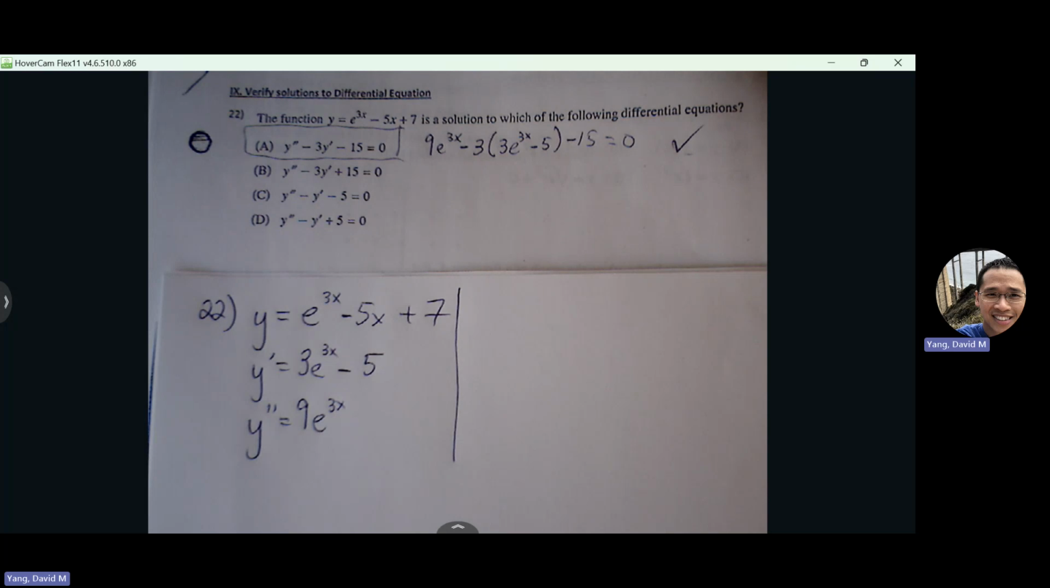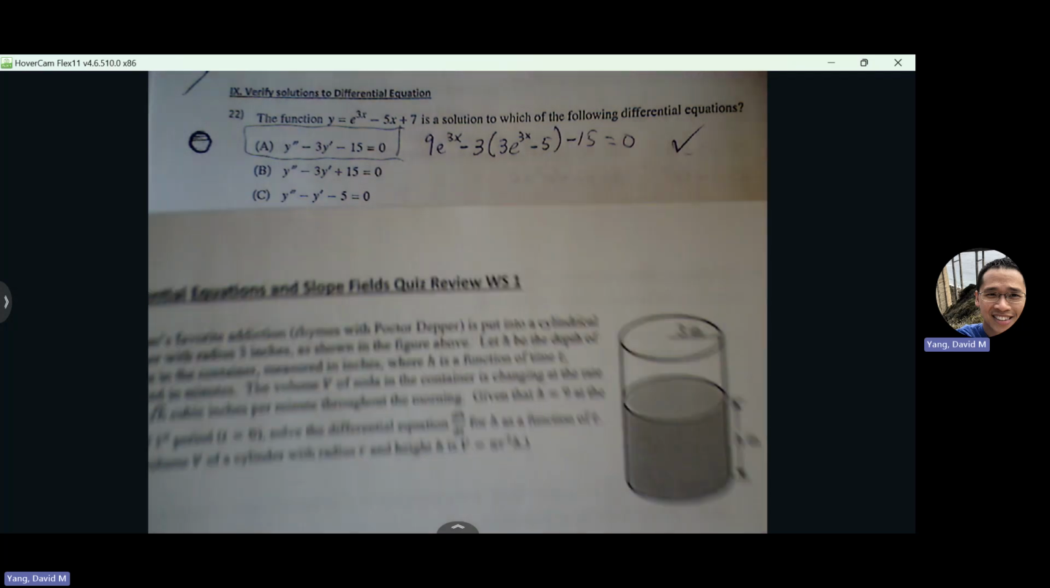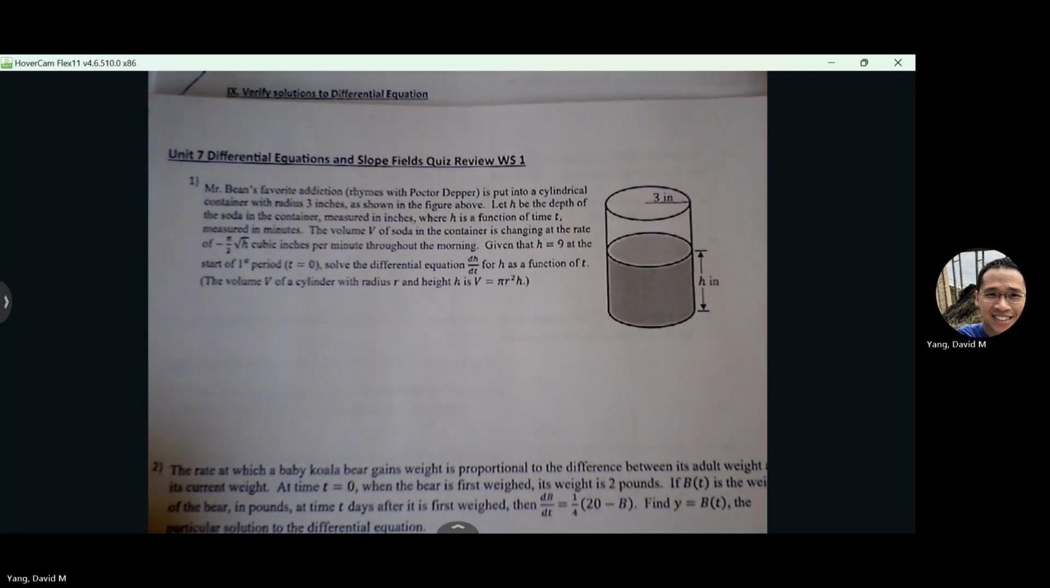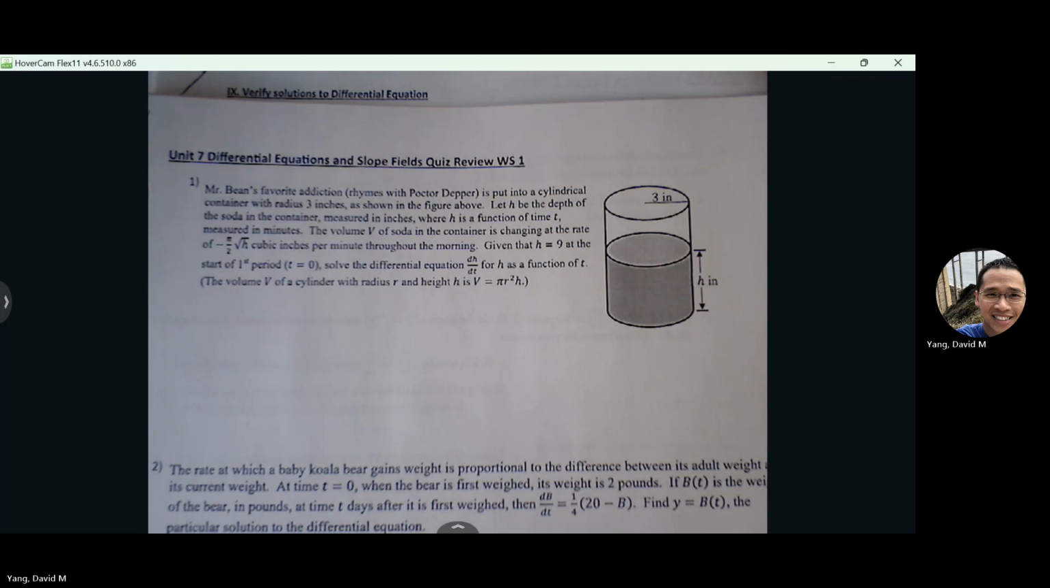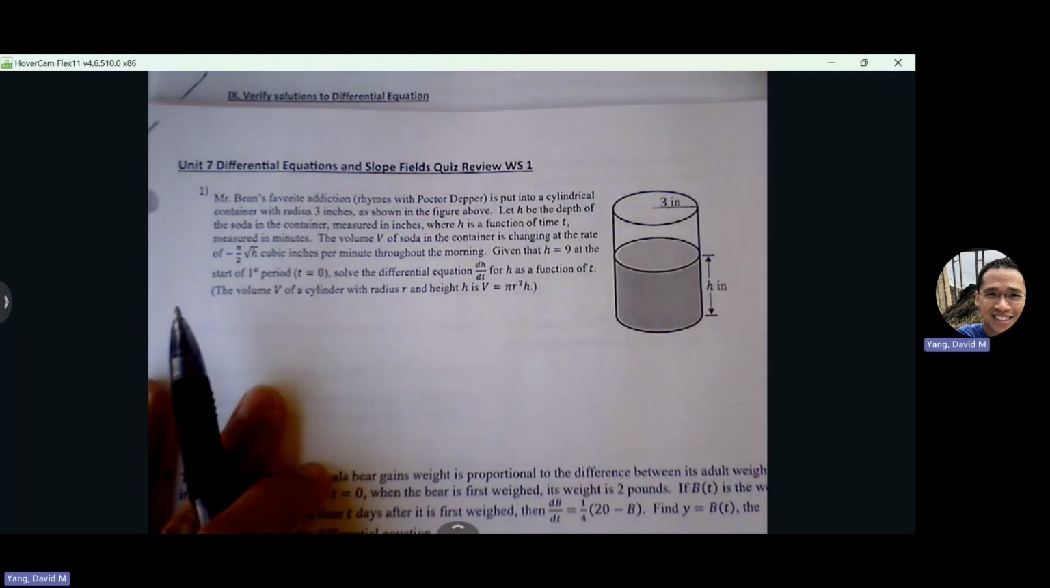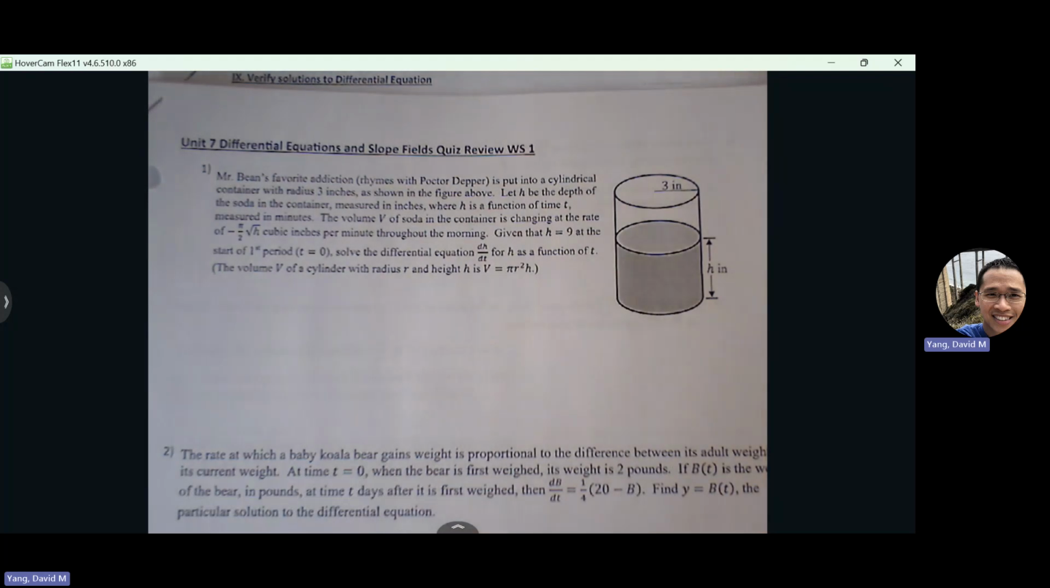This looks like a related rates problem, but all we're doing here is mainly just the solving differential equation portion of it. So let's look at them. There's actually a little bit of related rates here, but it's just with cylinders.